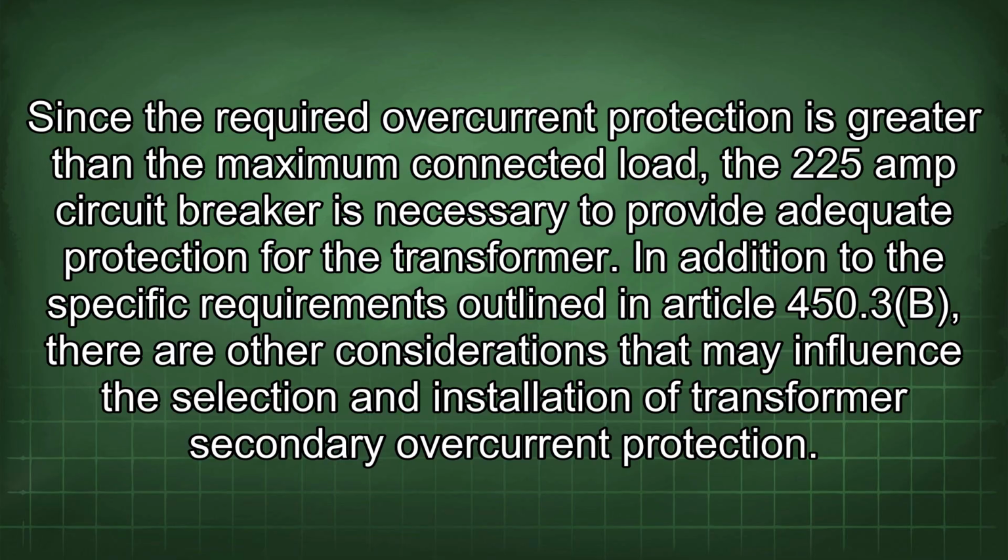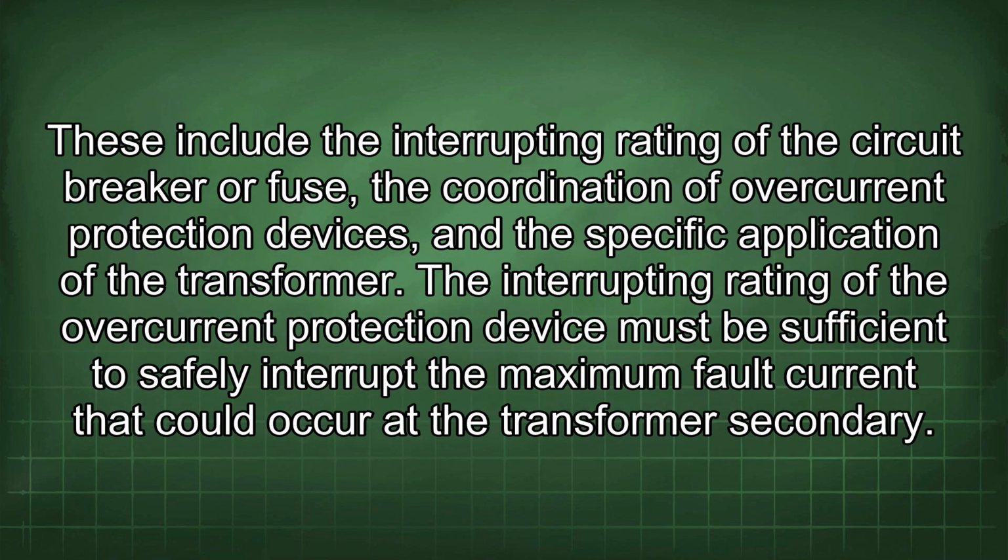In addition to the specific requirements outlined in Article 450.3(B), there are other considerations that may influence the selection and installation of transformer secondary overcurrent protection. These include the interrupting rating of the circuit breaker or fuse, the coordination of overcurrent protection devices, and the specific application of the transformer. The interrupting rating of the overcurrent protection device must be sufficient to safely interrupt the maximum fault current that could occur at the transformer secondary.